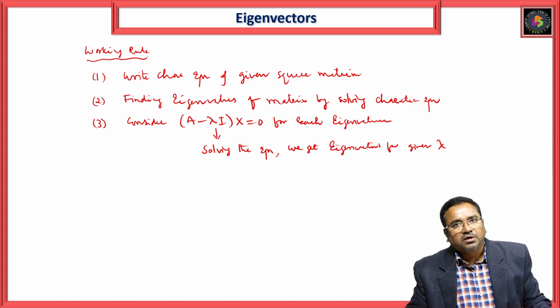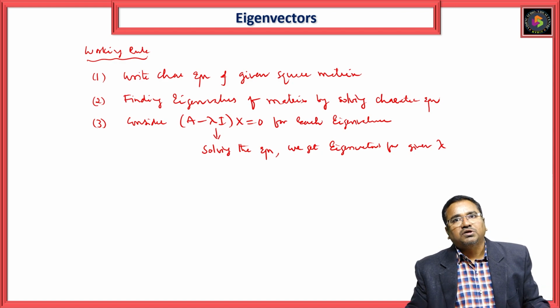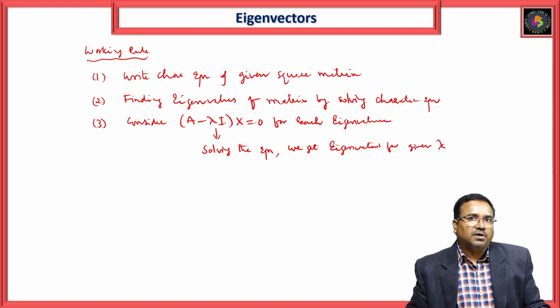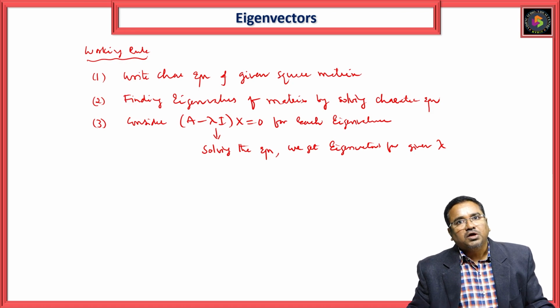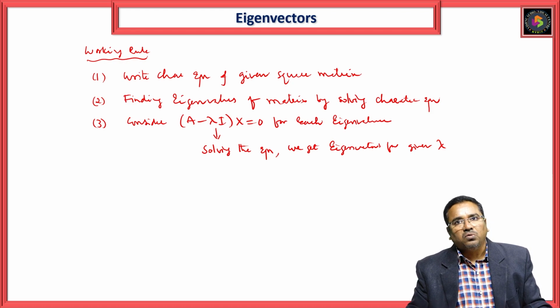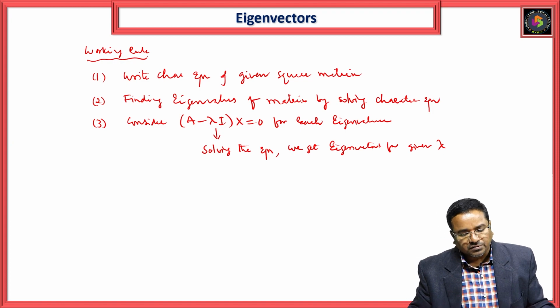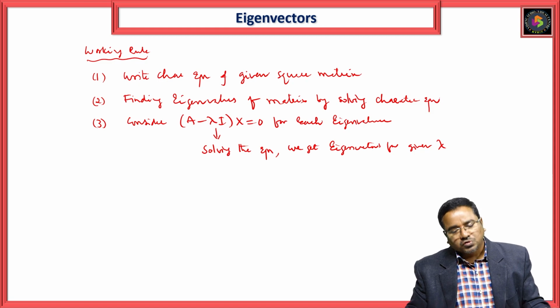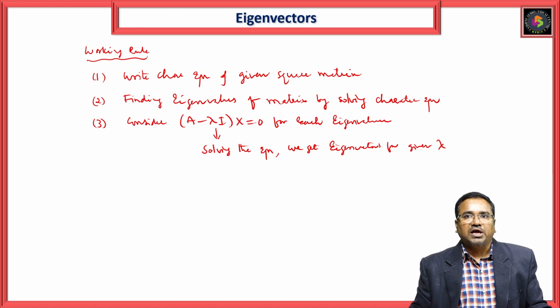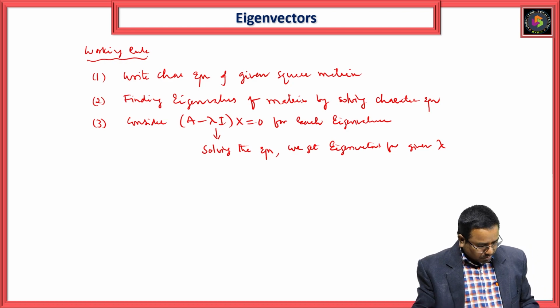So once again I will review quickly. Step 1 is write the characteristic equation of the given square matrix. Step 2 is finding eigenvalues of a matrix by solving the characteristic equation, the roots are the eigenvalues. Step 3 is for each eigenvalue, consider the system of equations, which is a homogeneous system. Solving it will give the eigenvector corresponding to that eigenvalue. So now we'll go to the problem.